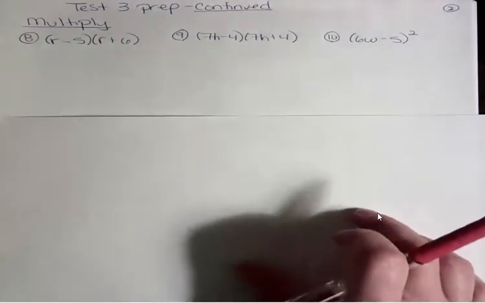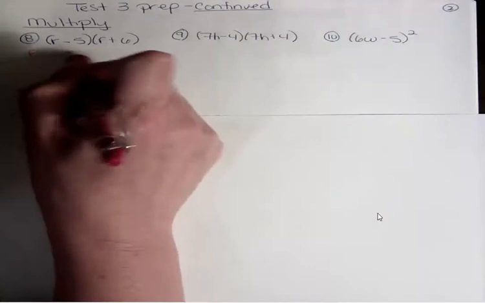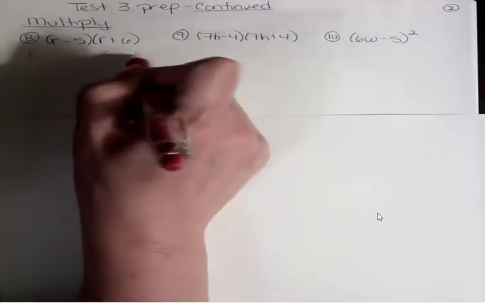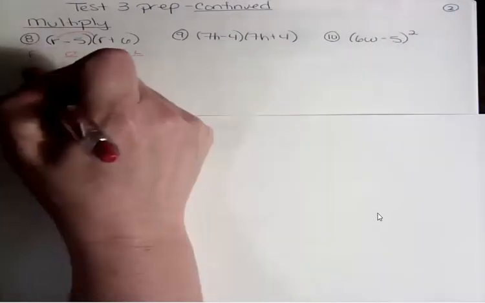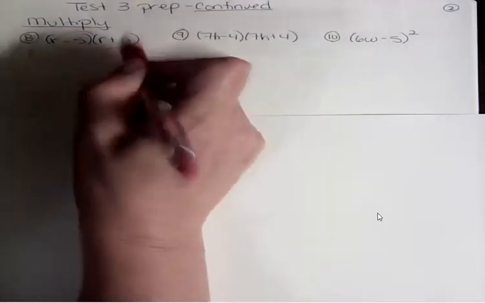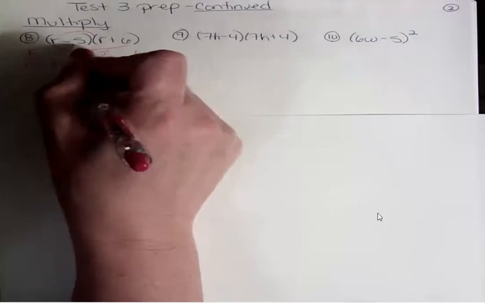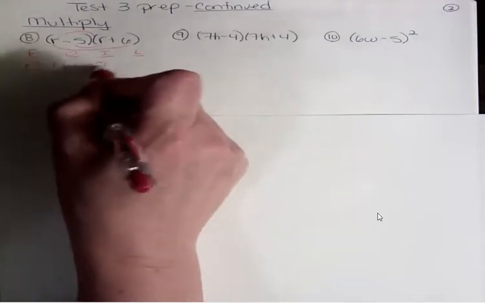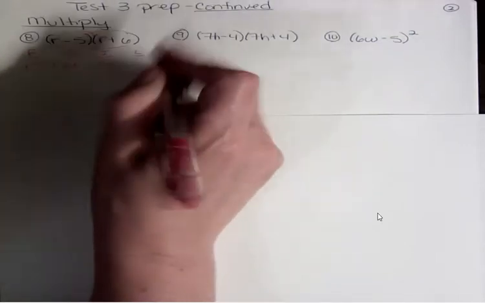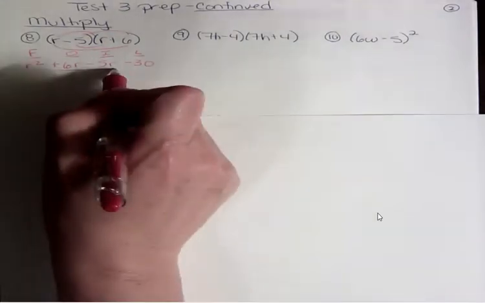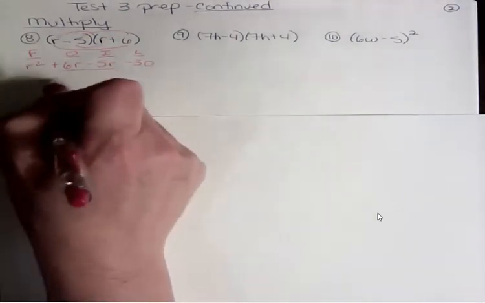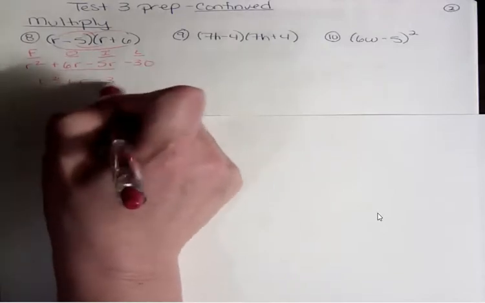We're just really multiplying binomials here, and when you do that, we're using the FOIL method: first, outside, inside, and last. Our first terms, r times r, give us r squared. Outside, we have positive 6r. Inside, we have negative 5r, and last, we have negative 30. Then we combine the like terms, which are the r terms, and so we have r squared plus r minus 30. That's your final answer.